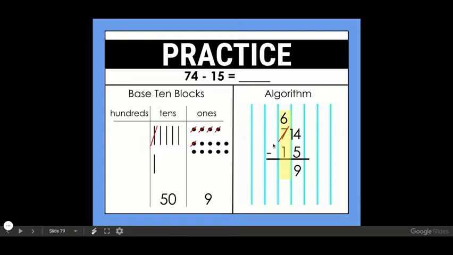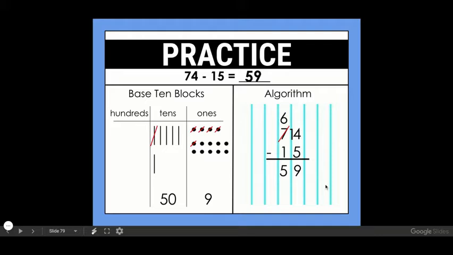So now, remember, I don't have the 7 anymore because I borrowed one of those tens. So now I have 6 minus 1. Same way I had over here. I had 6 tens and I took away 1. 6 minus 1 equals 5. So if I compare my answers with both of the strategies that I used, I have 59 for my answer for both.